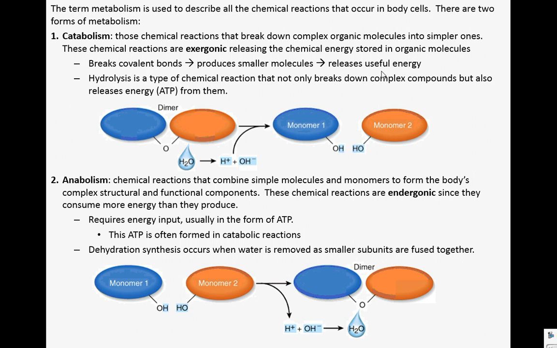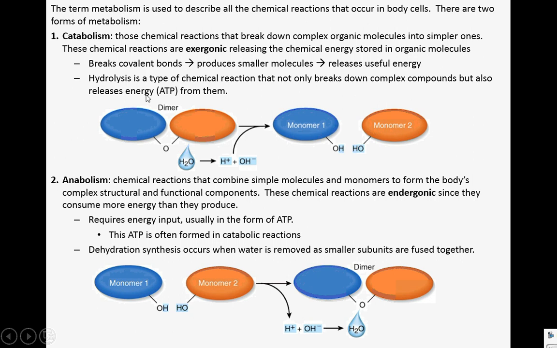To have this occur, the type of chemical reaction that must occur is a process called hydrolysis. Hydro is a prefix that means water. Lysis means to break apart or break down. So this is where water is added and we end up breaking the complex molecule into smaller ones.